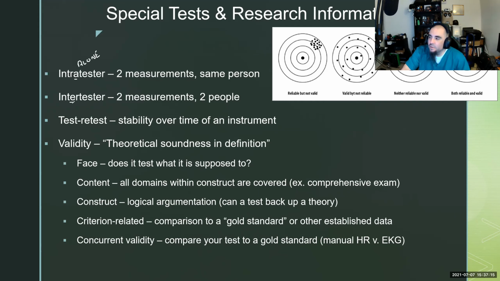Intertester with an E, so inter, right? Interstate means going between states. Intertester means between two or more testers. So now if all of us did the manual muscle test for shoulder flexion on one patient and we all got similar results, that test would have very good intertester reliability and validity, because we've tested it. All of us got similar results. We all got a 4 out of 5 with our patient. That test is a very, very good test.